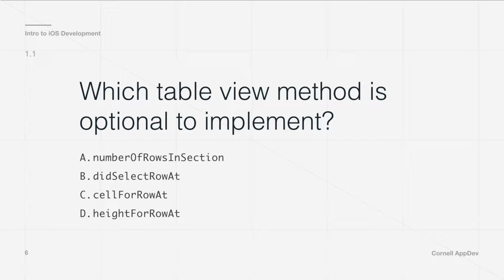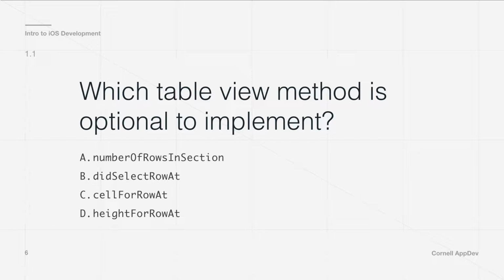I'm gonna pick on someone. Yes. D. Why do you think it's D? Because the others are essentially, in terms of setting up the model, you need to know how many rows there are going to be and how many sections there are going to be. But the height for row, I think there's a default height set with the cell item, and that as well would have to be initialized.